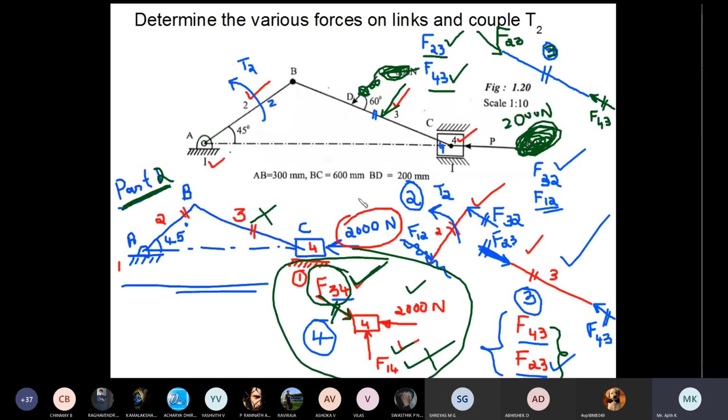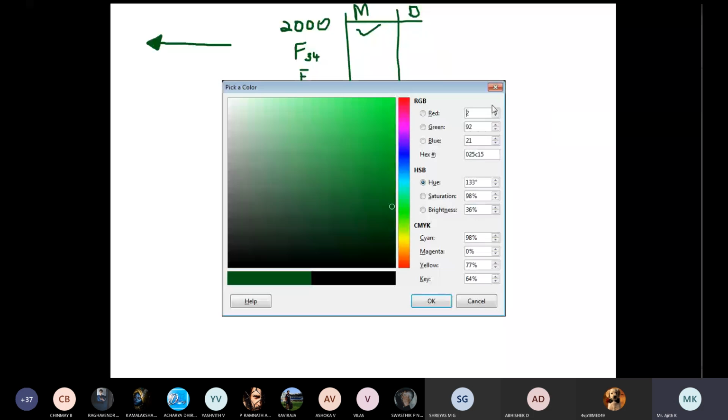We'll construct a force polygon for link number 4, and this procedure is similar to the previous problem. First, note down which forces are acting on link number 4. There are 3 forces, 2000, F34, F14. These are the 3 forces acting on link number 4. Here we'll write M for magnitude and D for direction. Magnitude of 2000 Newton is known.